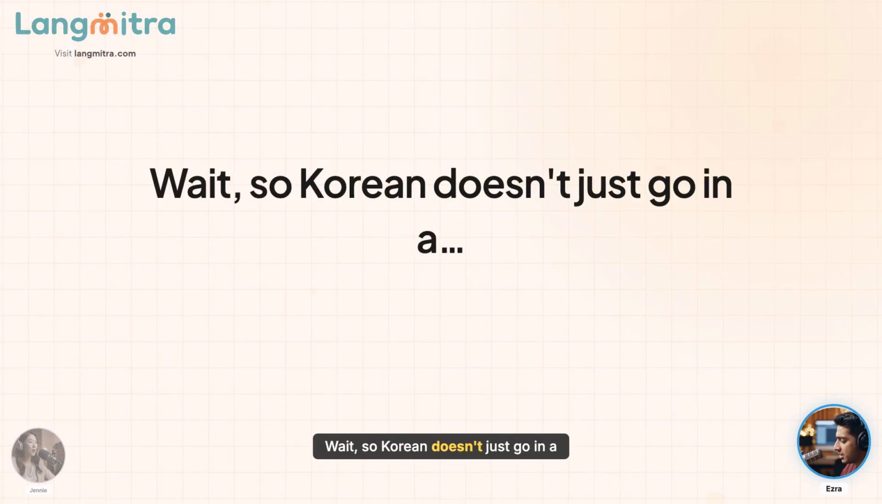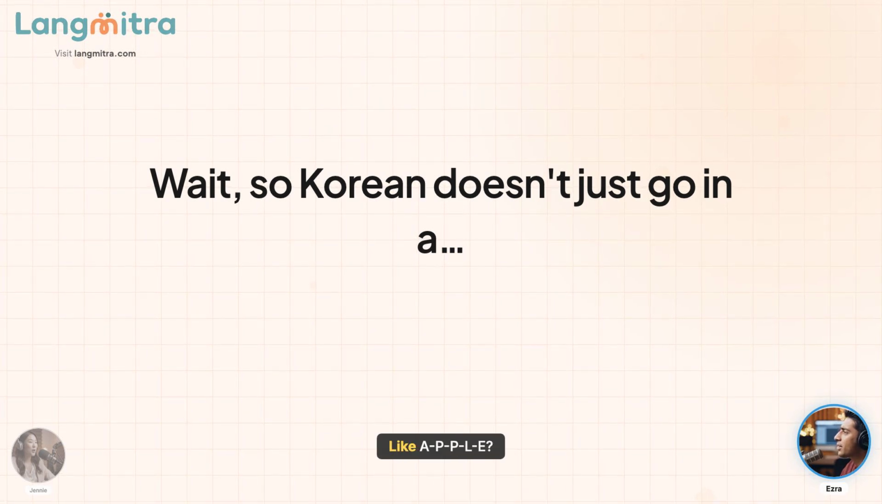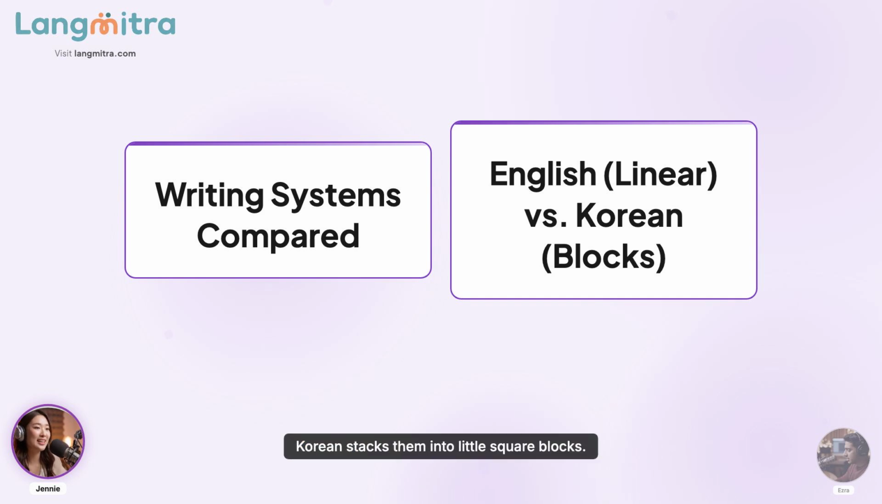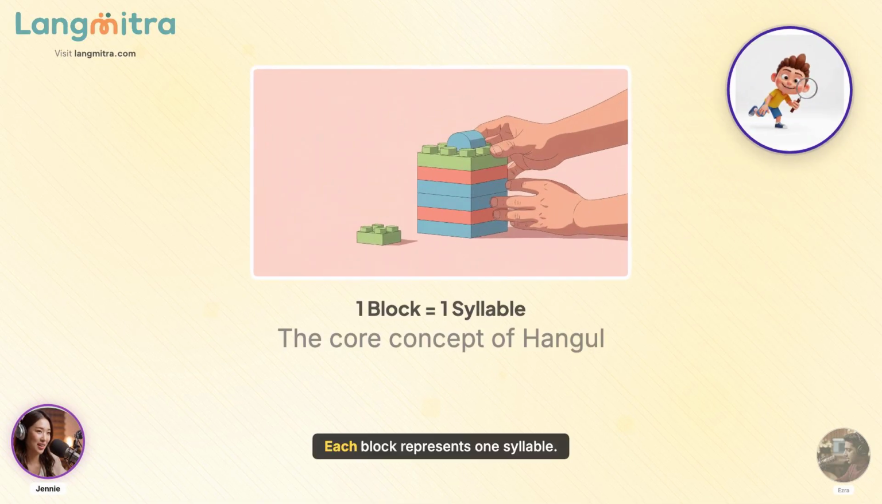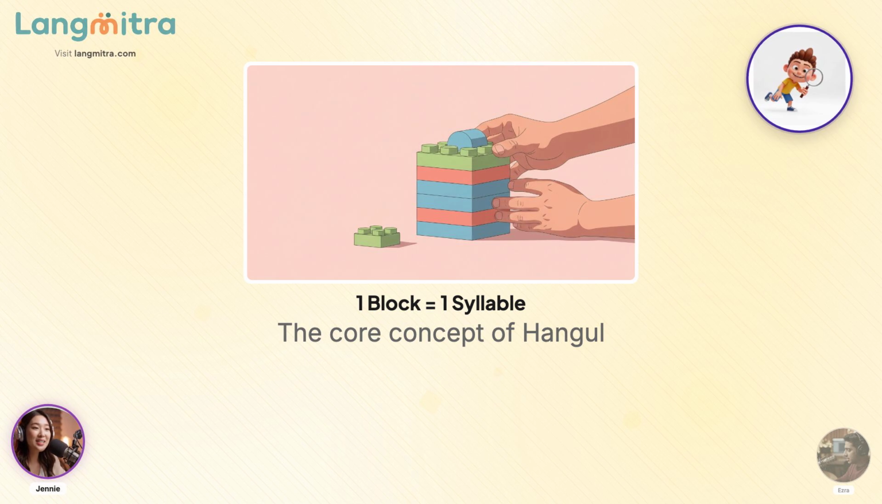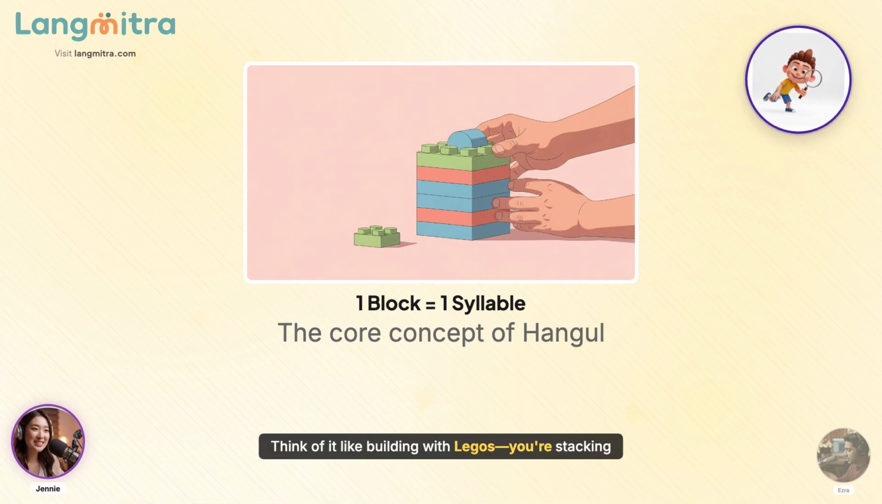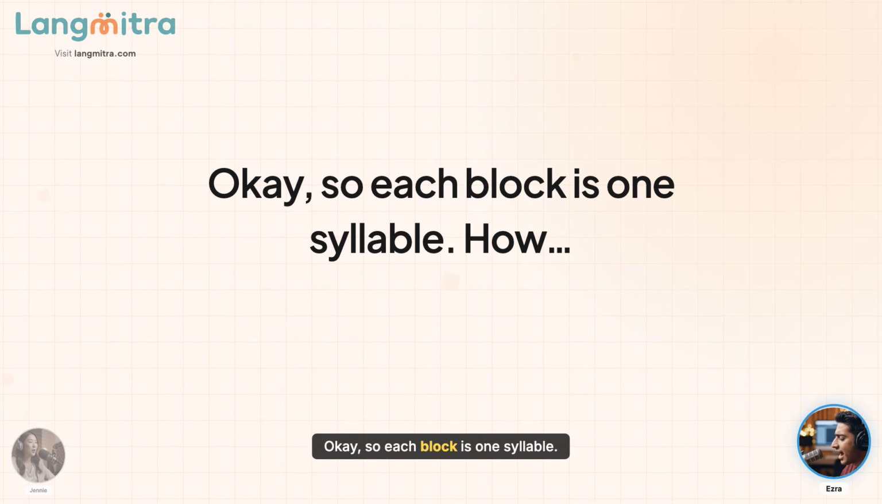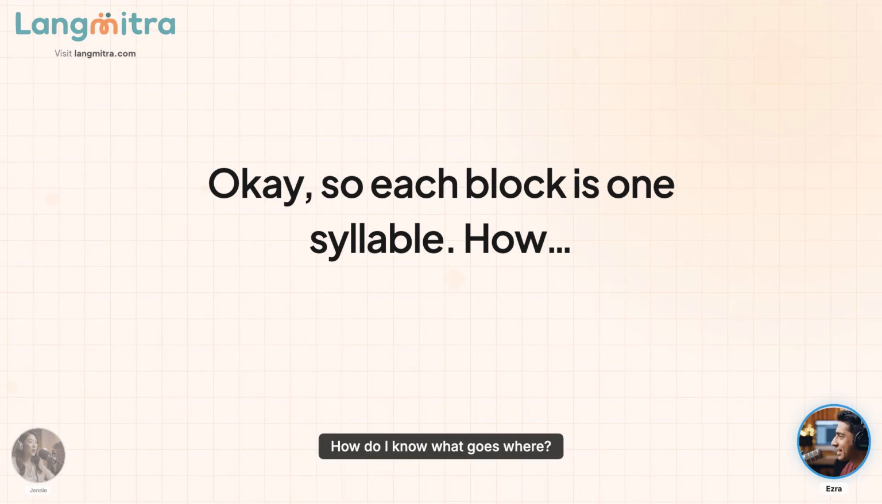Wait, so Korean doesn't just go in a line like English, like APPLE? Exactly. That's what makes Korean so unique. Instead of writing letters in a horizontal row, Korean stacks them into little square blocks. Each block represents one syllable. Think of it like building with Legos. You're stacking pieces together in a specific pattern. Okay, so each block is one syllable. How do I know what goes where?